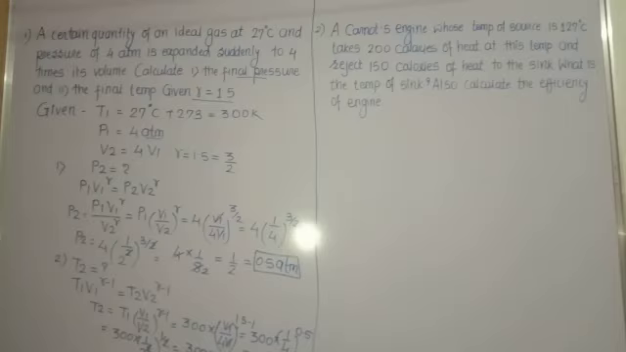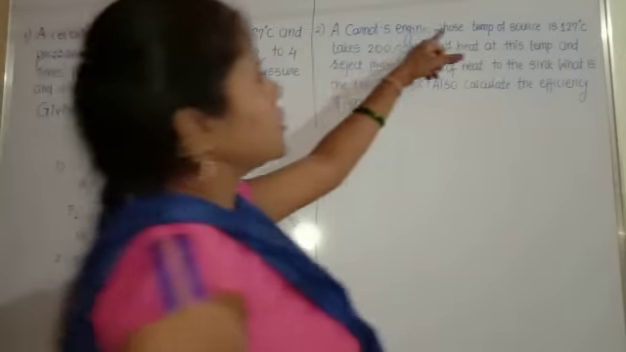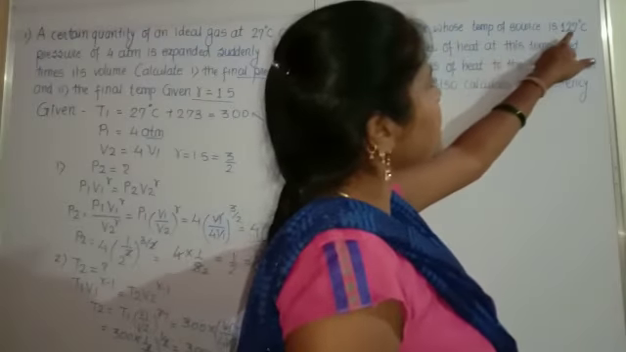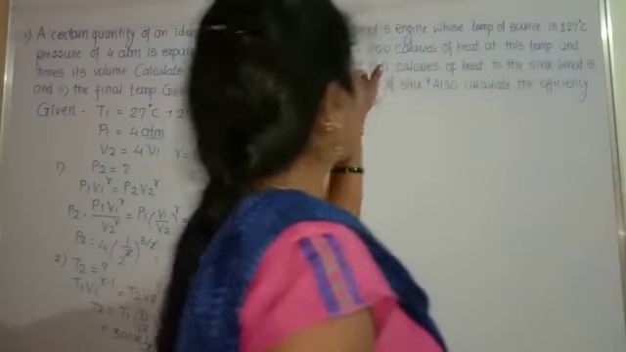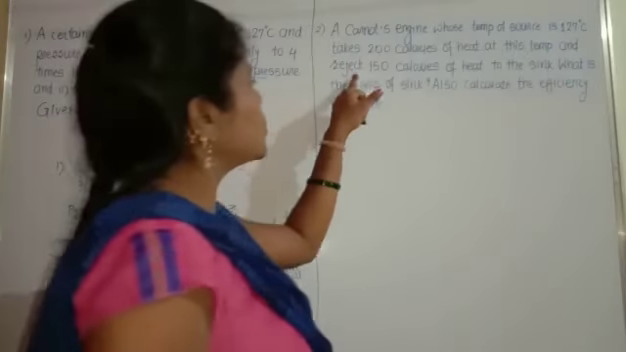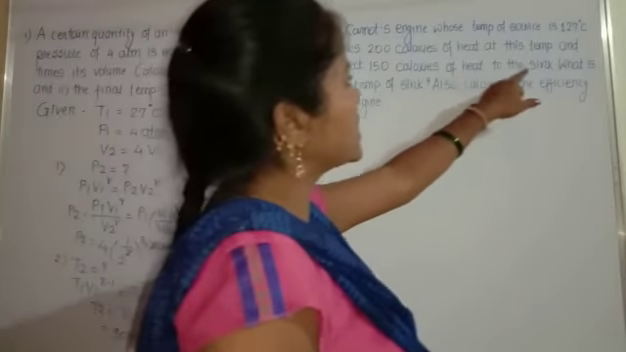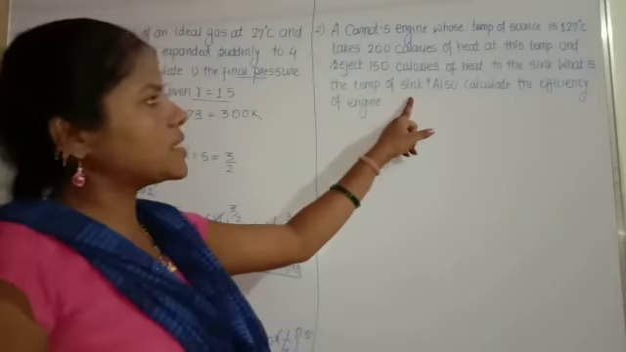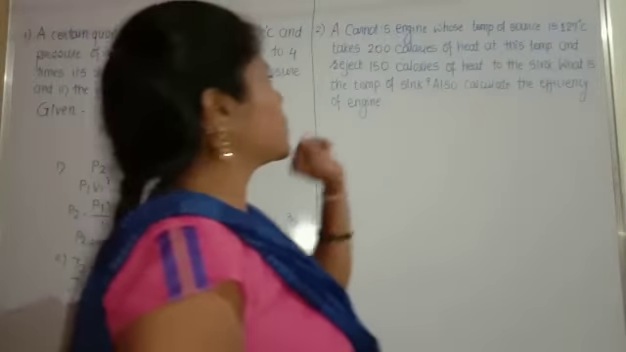Okay, so in this numerical, a Carnot engine whose temperature of source is 127 degrees centigrade takes 200 calories of heat at this temperature and rejects 150 calories of heat to the sink. What is the temperature of the sink? Also calculate the efficiency of the engine.